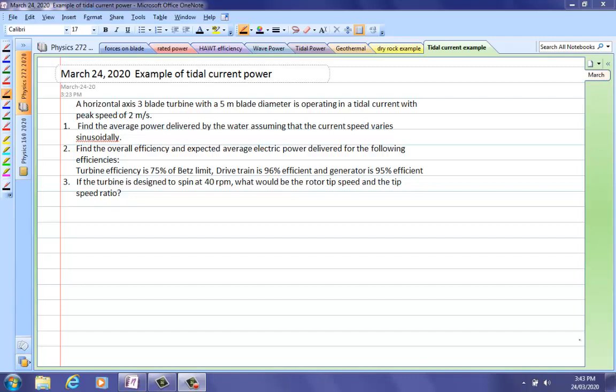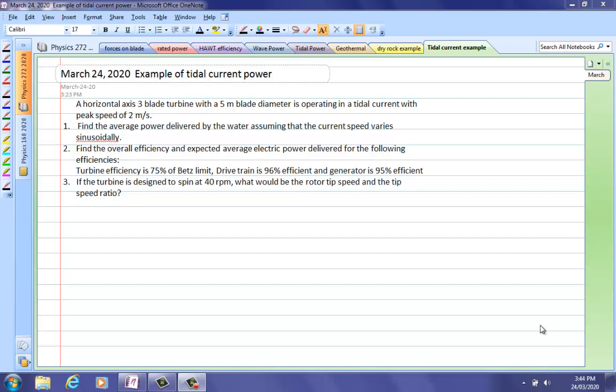This is an example of a tidal current power problem, similar to one that you will find on assignment number 10. So it is similar to the wind turbine questions. We have tip speed ratios, we have efficiencies, but there's a little bit of difference here. When we were treating the power in the wind, we just assumed a constant continuous wind speed, but in fact the current in tides, the speed of the water, varies sinusoidally.